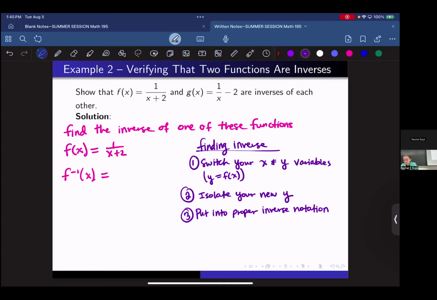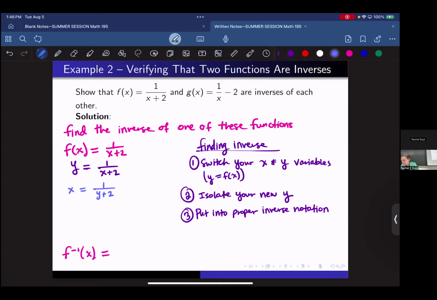So first step, we want to switch your x's and y's. So I'm going to just start, maybe bring this guy all the way down because that's our last step. f of x is the same as y, so we have y equals 1 over x plus 2. And when we switch it, we now have x is equal to 1 over y plus 2.